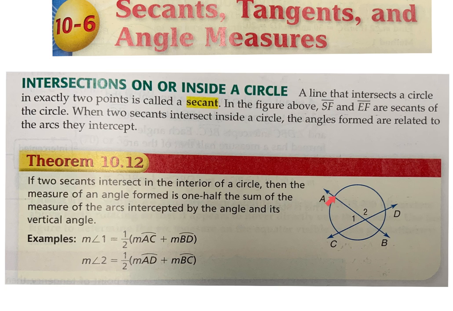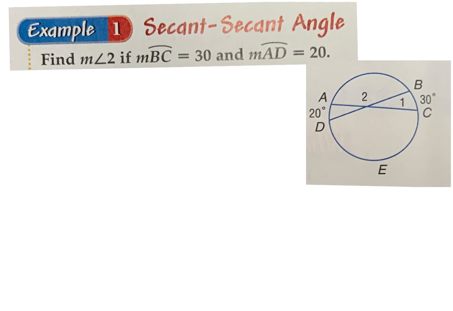For 2, if I take the arc AD, add it to the arc CB and cut that sum in half, I will get the measure of 2 and its vertical angle as well. So when you have secants, it is half of the sum of the arcs that it intersects, versus the tangent that we learned, which is half of the arc that it intersects. All right, so let's look at how we use it. Turn the page. Example 1.